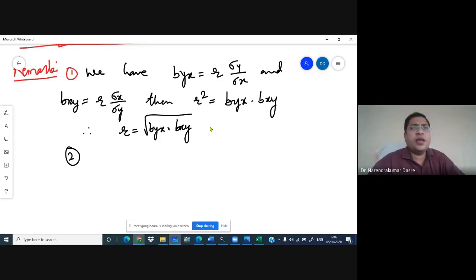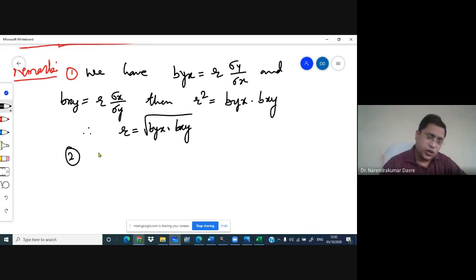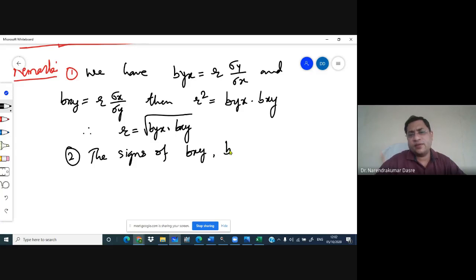But it's not possible for any data. R always exists for any data. There is no such data where R does not exist. So R always exists, and that means these two will be either both positive or both negative. Okay, because we know these are always positive, so this term is always positive. So if this is negative, R will be negative. If this is positive, R will be positive. And hence, the important observation that we have to notice is the signs of Bxy, Byx, and R are always the same.